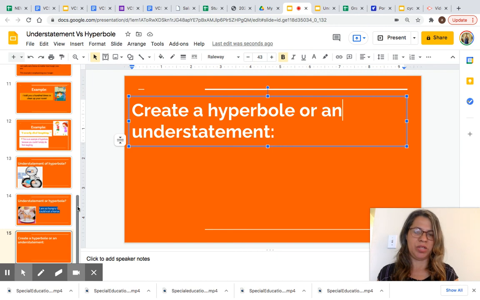Today, we learned about hyperbole and understatement. Remember that hyperbole is an exaggeration. You make something seem more important or bigger than it is. And with understatement, you make it seem less important than it is.